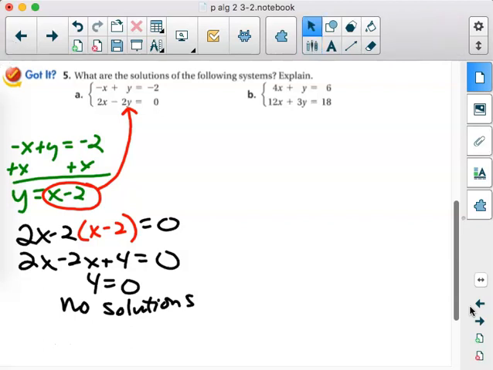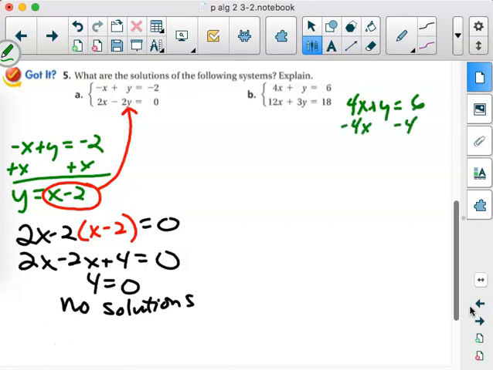Alrighty, I'm looking at B. And I'm thinking to myself, well, substitution again. I can get y by itself super easy and fast. Now help me out. Where do I put that? Where does it go so I can continue the algebra?